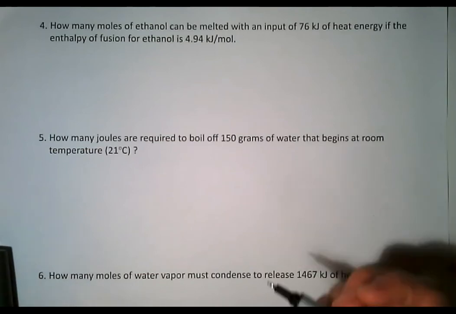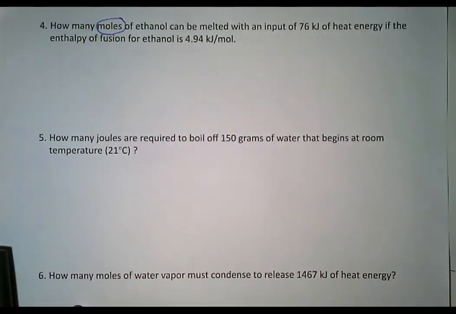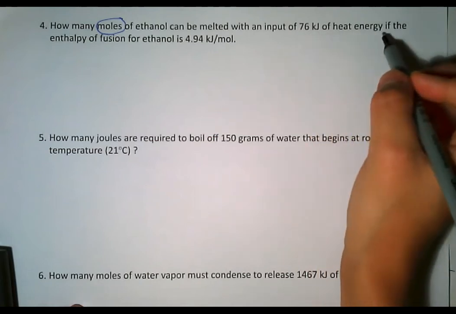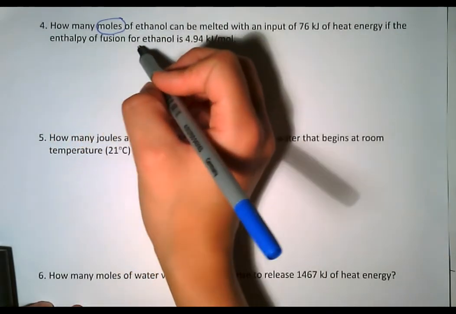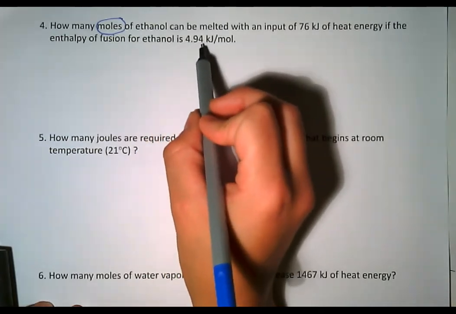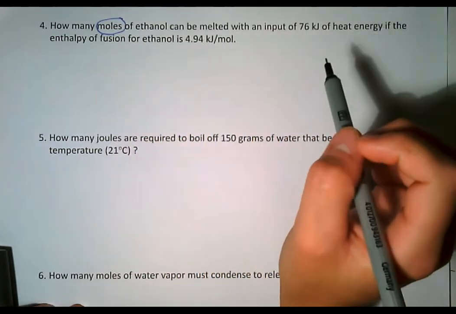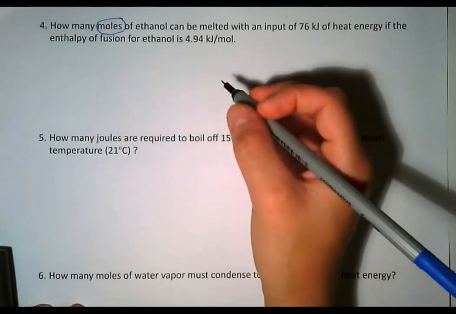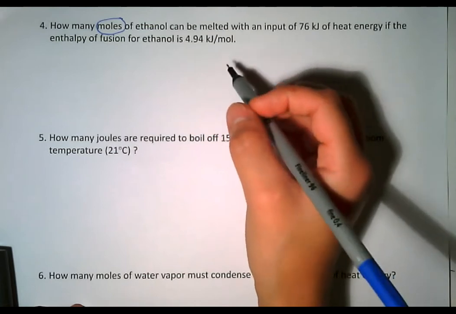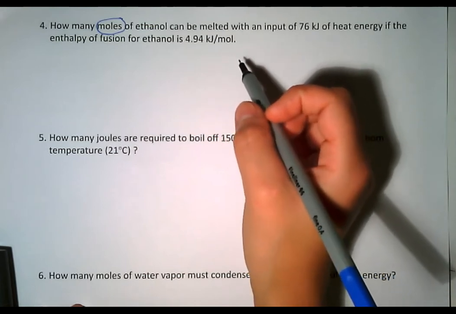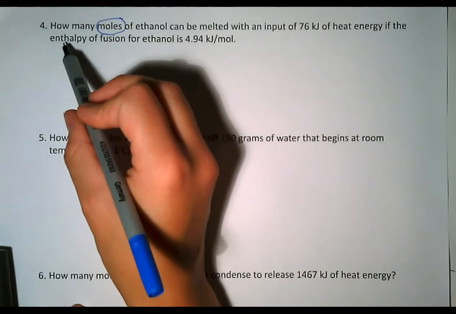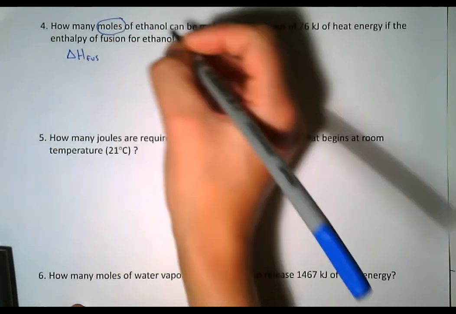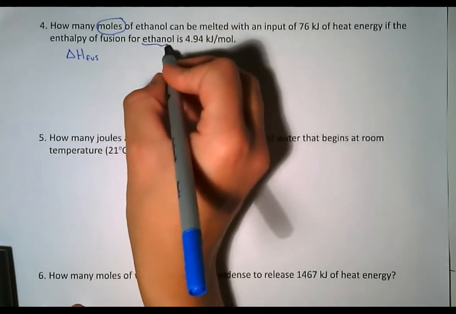Our next problem says how many moles of ethanol can be melted with an input of 76 kilojoules of heat energy if the enthalpy of fusion for ethanol is 4.94 kilojoules per mole. So in this problem, it really requires that we pay a lot of attention to our units. So let's start with our equation. We know that it's giving us the enthalpy of fusion, so it gives us the delta H of fusion for ethanol, which is the substance we're dealing with here.